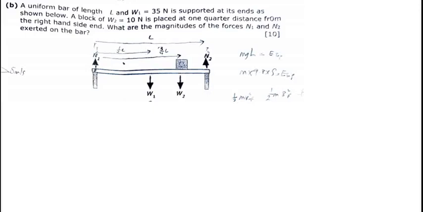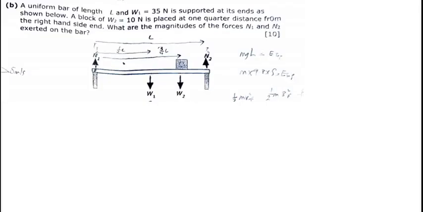So let's talk about static equilibrium now. I have a very interesting question with me here, which is saying a uniform bar of length L and weight W, which is W1, equal to 35 Newton, is suspended at its end as shown below.